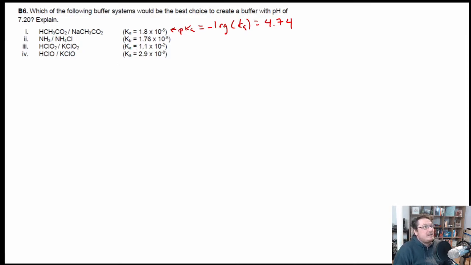The next set that we have is the ammonia, ammonium chloride set. This gives us a Kb. It doesn't give us a Ka value. And so what we have to do in this case is convert that into Ka.